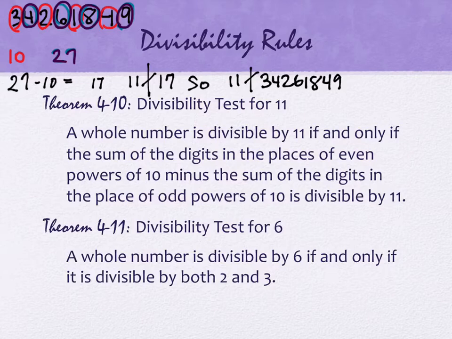411 is very interesting. 411 says, a whole number is divisible by 6 if and only if it's divisible by both 2 and 3. And it seems quite reasonable, doesn't it? That seems reasonable. I don't think I even have to utter why it seems reasonable. Just, right, 6 is 2 times 3. That seems to make sense that it would work like that.